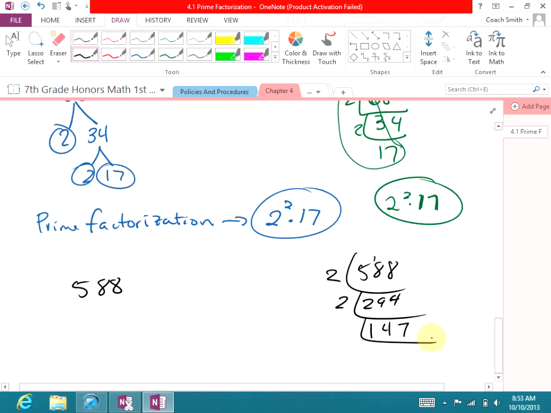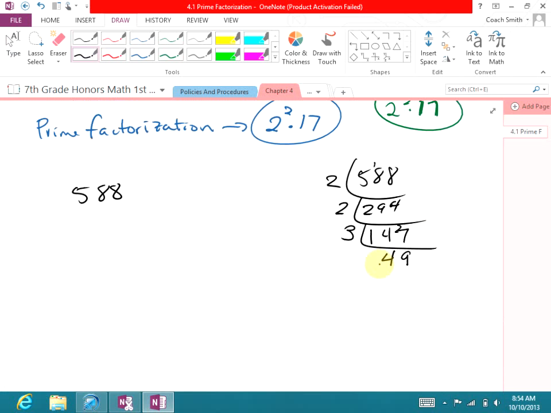Okay, here's where most of you would go, well, that's 147, it's prime. No, what's 1 plus 4 plus 7? Does 3 go into 12? Then 3 goes into that number. 3 is prime, so I divide by 3. That would be 3 goes into 14 4 times with the remainder of 2. 3 goes into 27 9 times. Now, 7 and 7. So that's 2 to the second times 3 times 7 to the second.